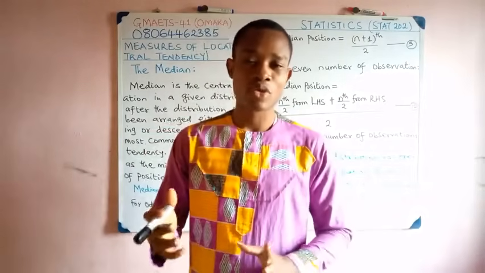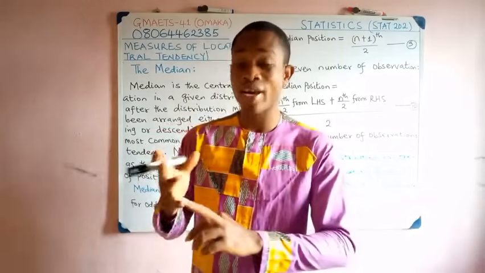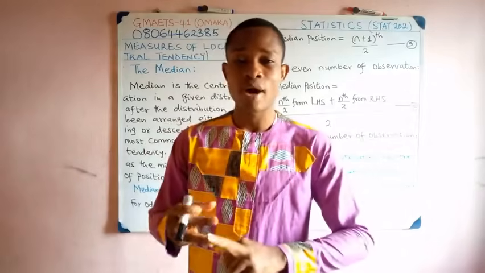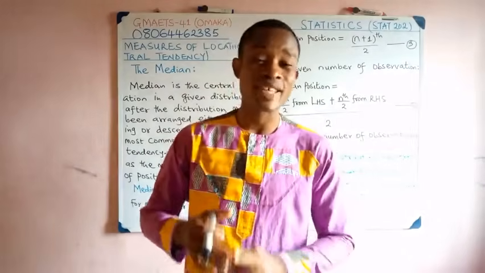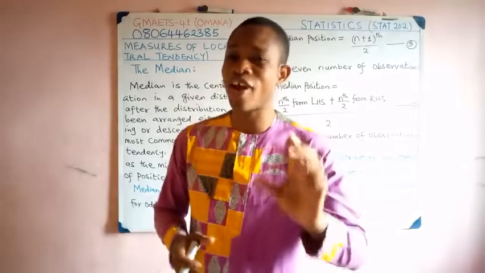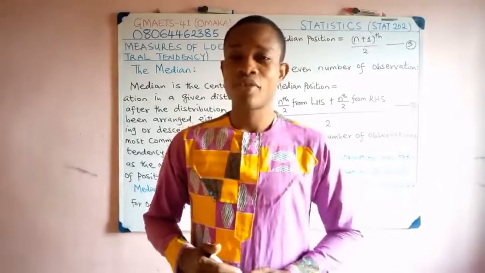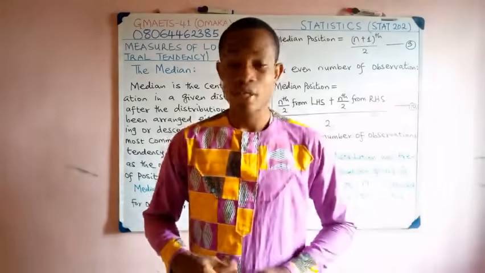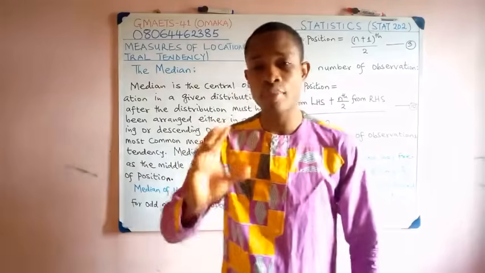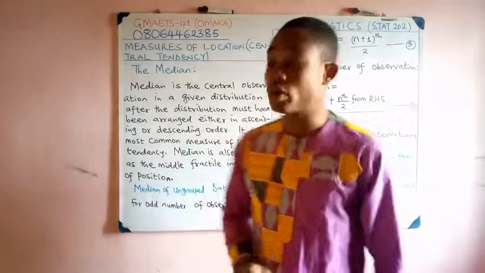When we talk about measures of position, we refer to fractiles. That's where we encounter quartiles. We talk about deciles. We talk about percentiles. Each of these fractiles have their own median. So median indeed happens to be the most common form of measures of location.